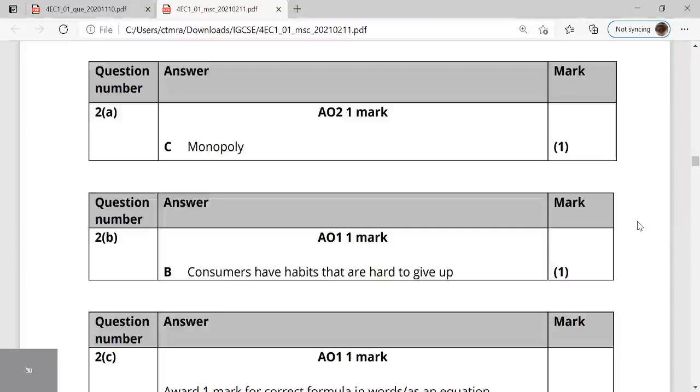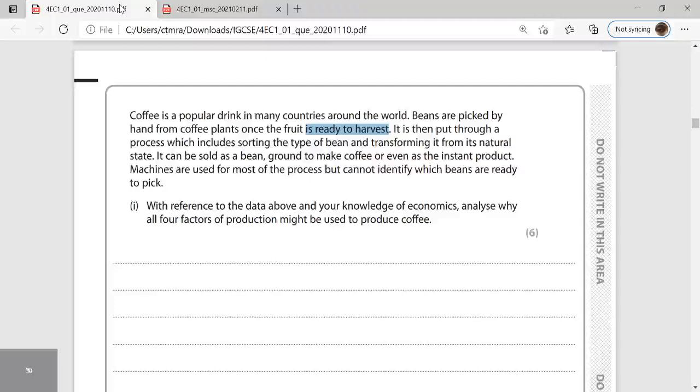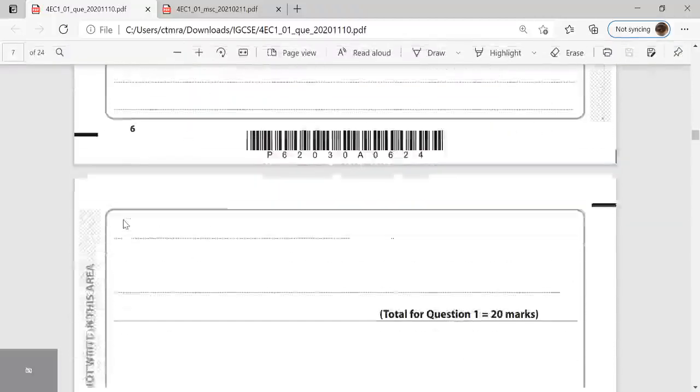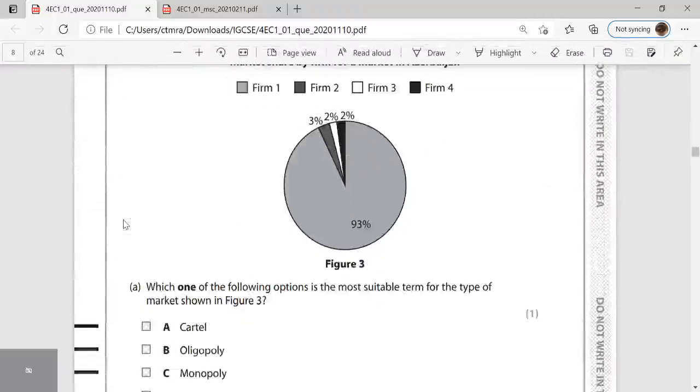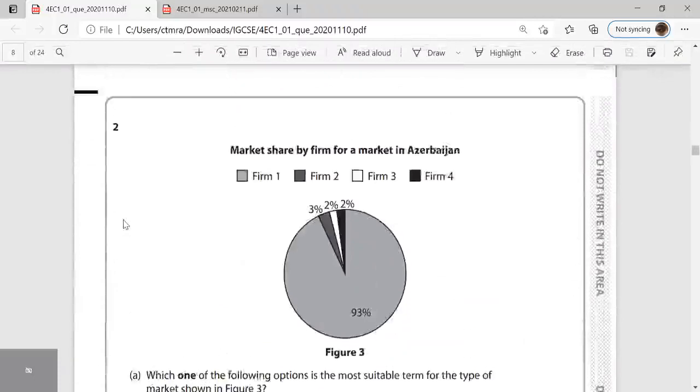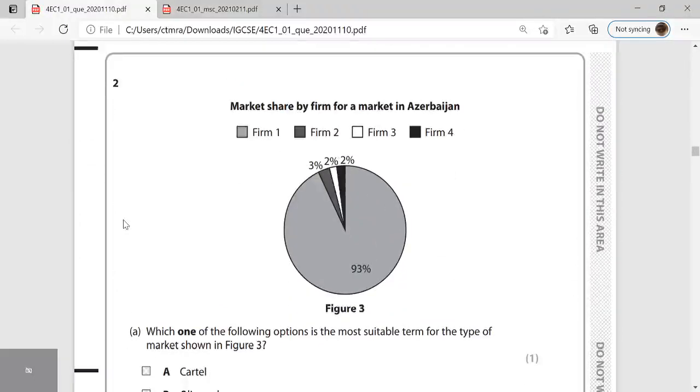Okay, let's go to the next question. We don't have much time today, we have to stop soon. Let's do one or two questions. So there's a pie chart of market share by farm for a market in Azerbaijan. Which one has the highest market share here? Farm one, right? Farm one has 93% of the market share. So this is the most dominating one.